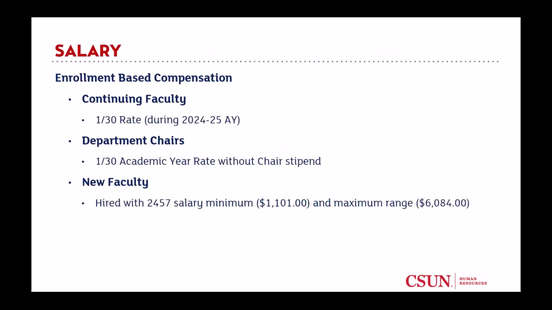The appointments and the compensation for summer: when you have academic year faculty who are continuing faculty from the previous academic year, in this case 24-25, the compensation will be at the 1/30th rate. The same with department chairs. There's a calculation where you take out the chair stipend and divide by 15% to get to their academic year salary. Again, it's also paid on the 1/30th rate. In the next couple of slides, we'll go over what that looks like.